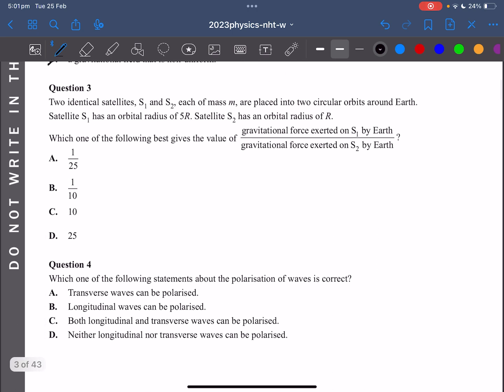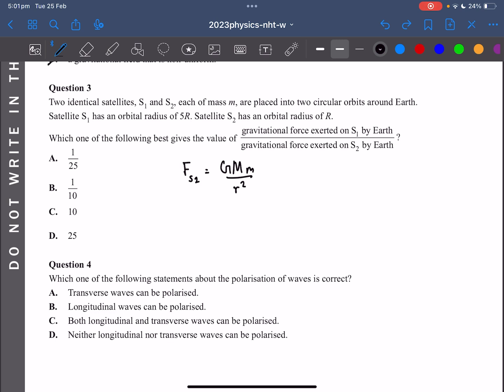Two satellites S1 and S2, each of mass m, are placed into circular orbits around the Earth. Satellite S1 has an orbital radius of 5r and satellite S2 has an orbital radius of r. Which of the following best gives the ratio of the gravitational force exerted on the satellites by Earth? So for satellite 1, we have GMm on r squared. G is constant, the big M is also constant, and m is also constant. So the only thing that actually changes is going to be the r value.